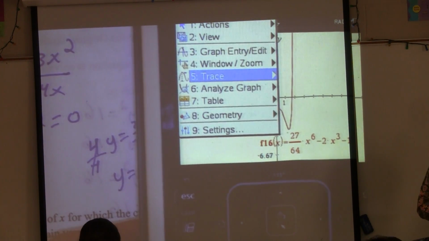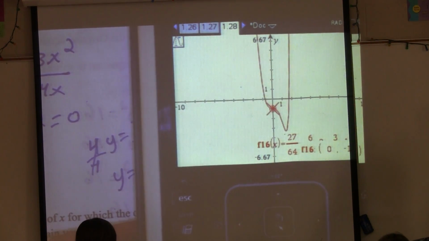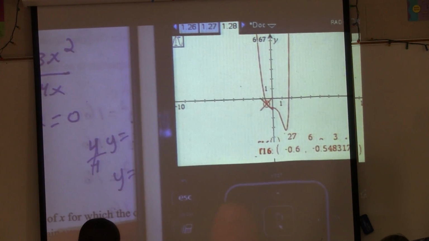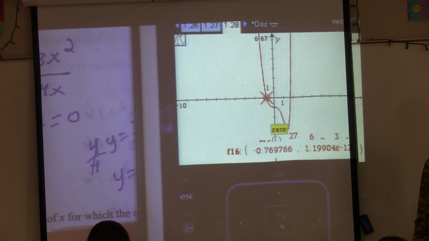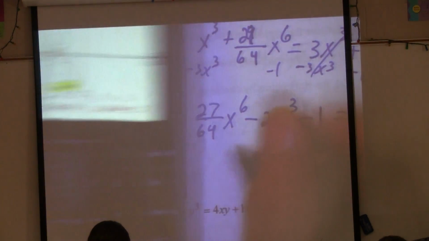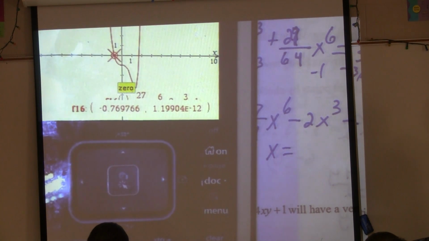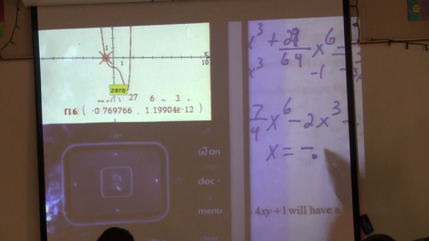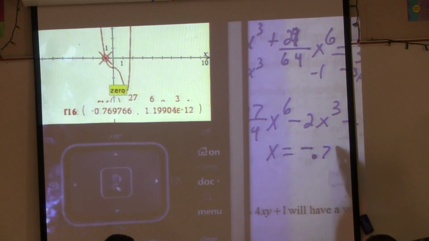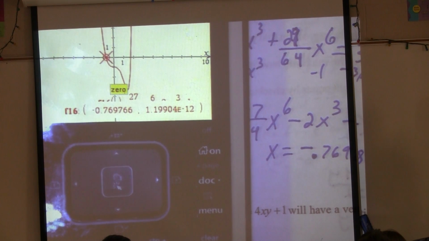You could do analyze graph, but that's a little complicated. I would just use trace and move along, and this wonderful calculator has the feature to where it actually highlights it for you and tells you what it is. Oh my god, 0! X equals? What would it be? Negative 0.769 8? Would that be a good place to stop?